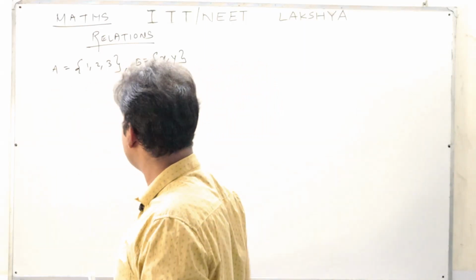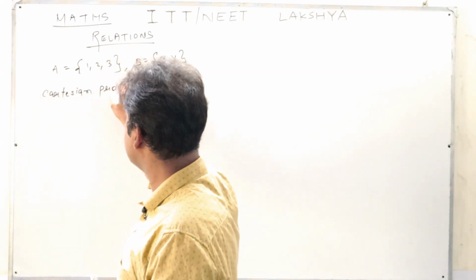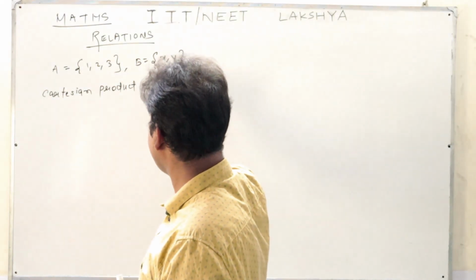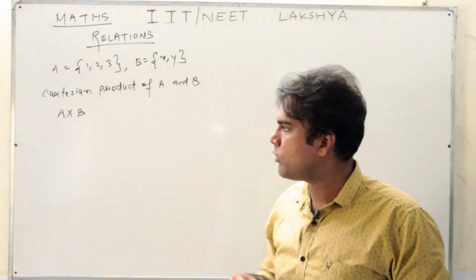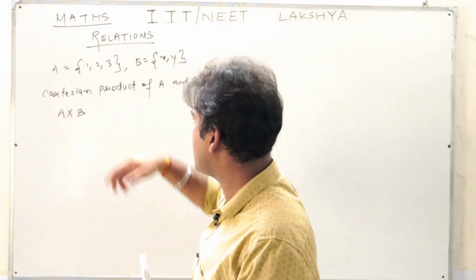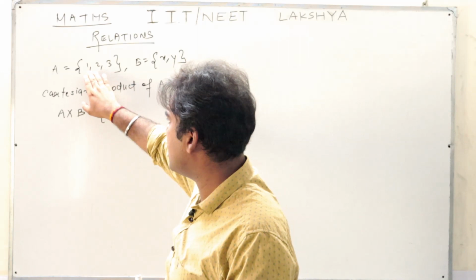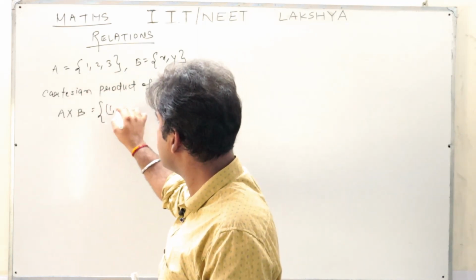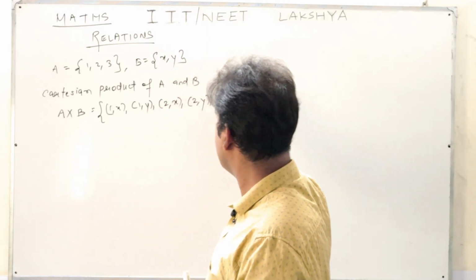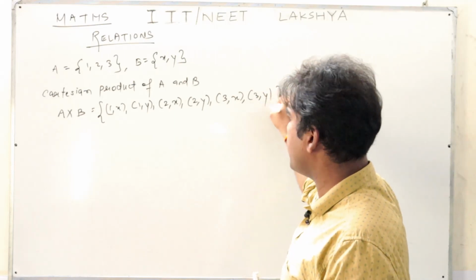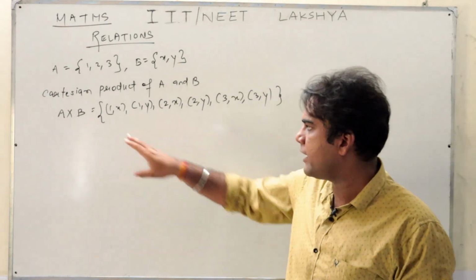Basically, if you see here carefully, suppose I create the Cartesian product of set A and B. That will be denoted like this, A cross B. Here cross means Cartesian product. It is not some usual multiplication. A cross B, the Cartesian product of A and B, means you need to form the ordered pairs of A and B. So there will be 1x, 1y, 2x, 2y, 3x, 3y. That is your Cartesian product. This is the meaning of Cartesian product.